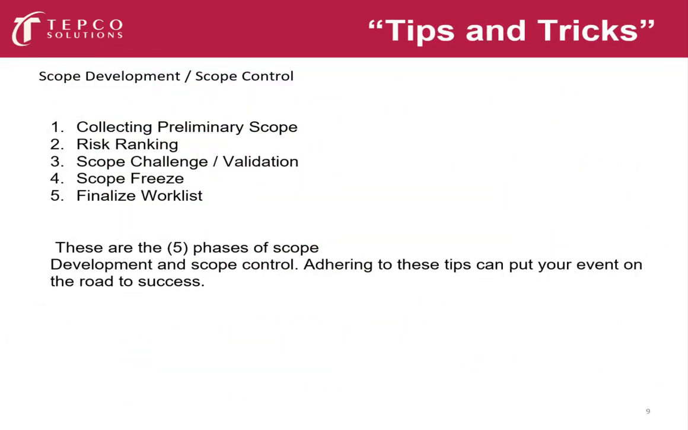Okay, so that's the 5. So scope development, scope challenge, and scope control. The 5 are: collect the preliminary scope, risk rank, challenge that scope, make sure you need a turnaround, freeze that scope for cost clarity, finalize that work list, and move into your working budget. And adhering to these tips can put your event on the road to success.